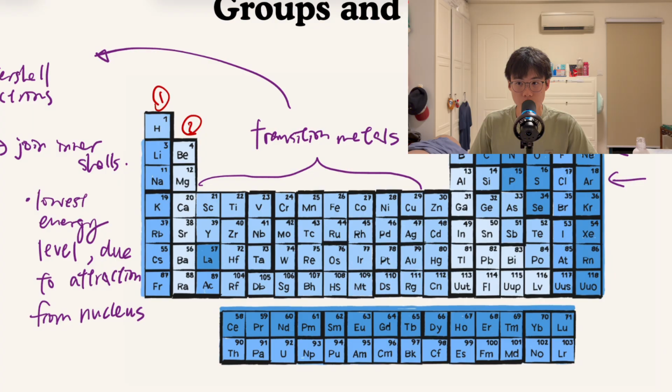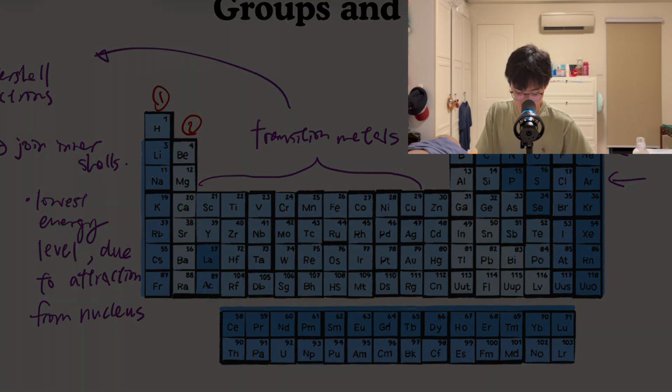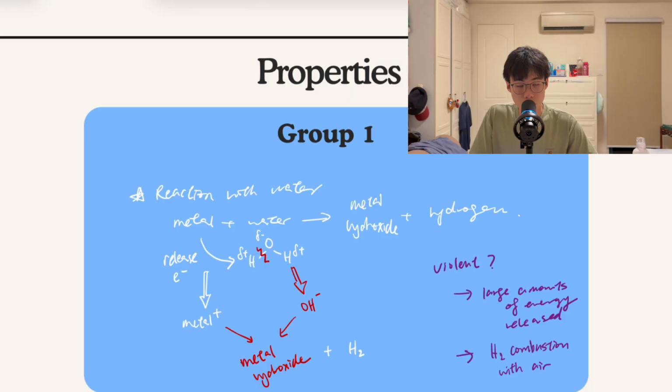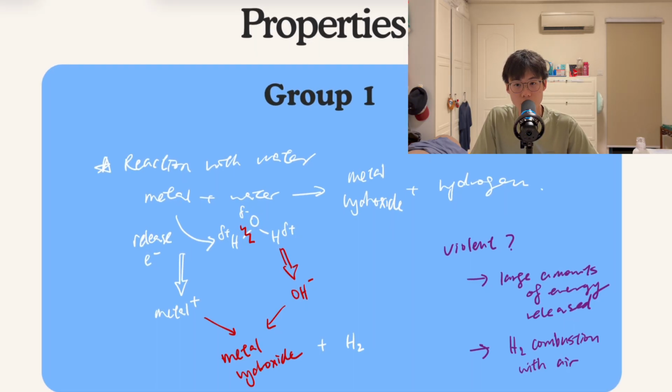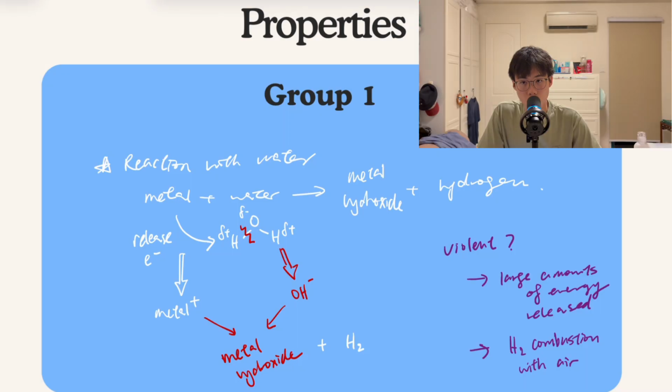So now let's move on to the different properties. As I mentioned before, each group of elements has similar properties because it has the same number of electrons in its outer shell, and that dictates the chemical reactions that it undergoes. So for instance, in this video, I'm going to cover group 1. And in group 1, within the GCSE syllabus, they ask you about the reaction with water. So why do group 1 metals react with water?